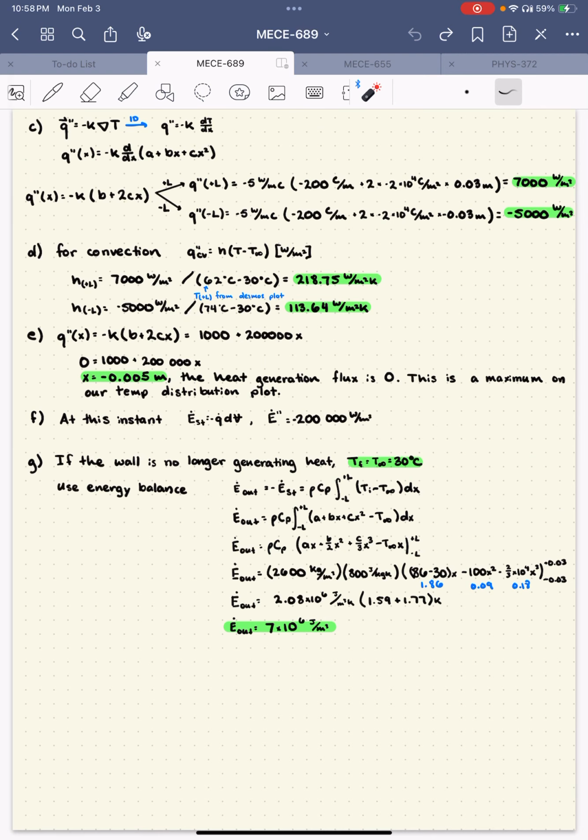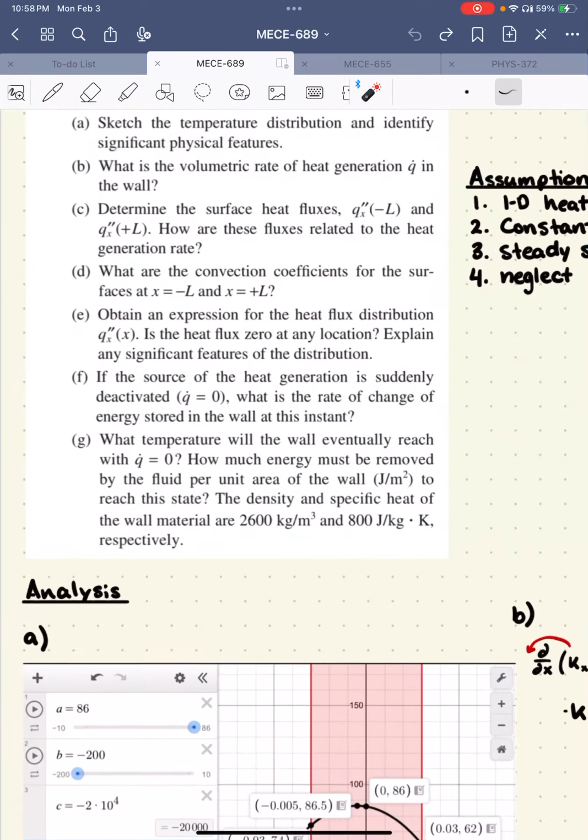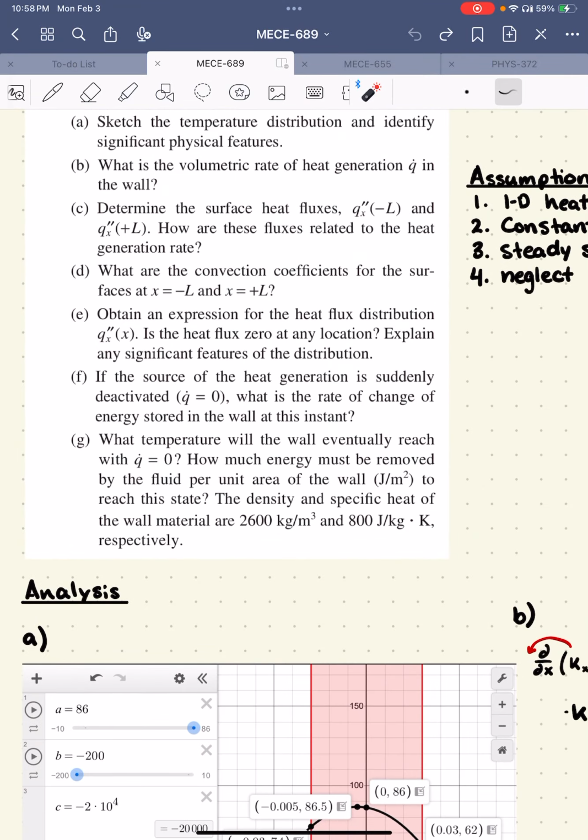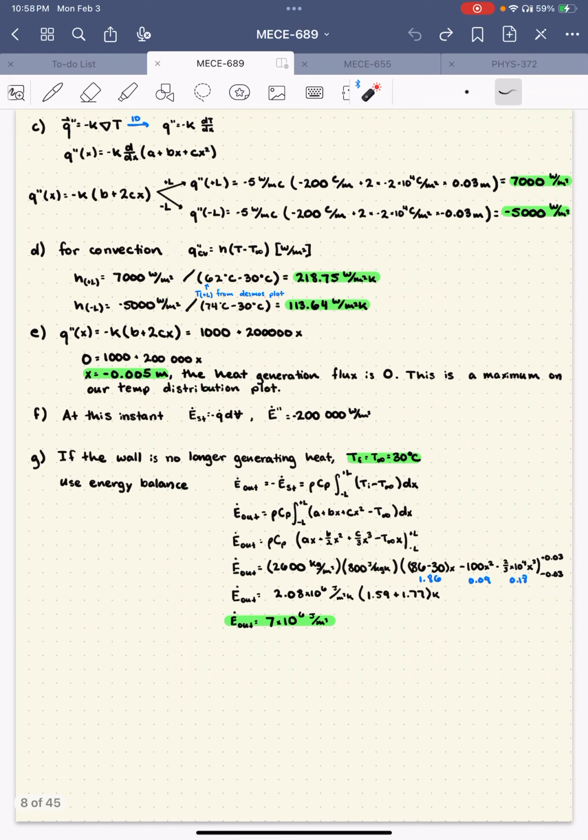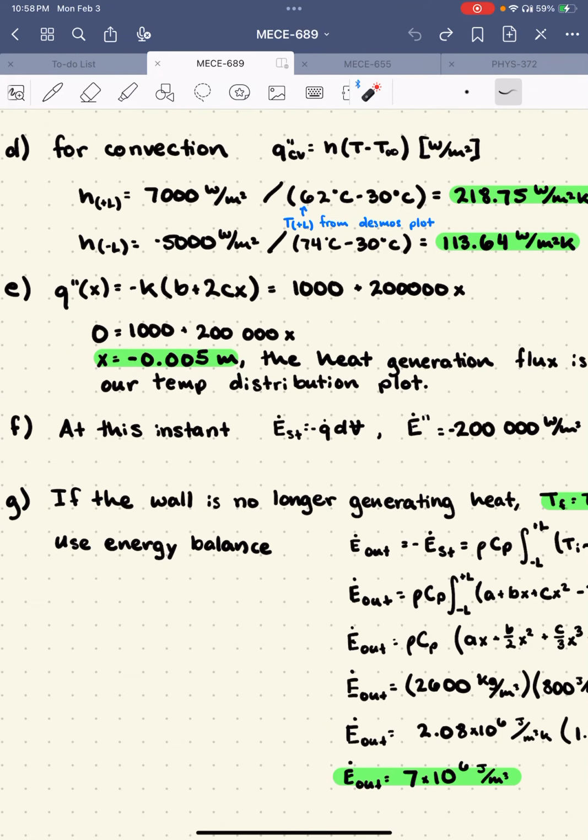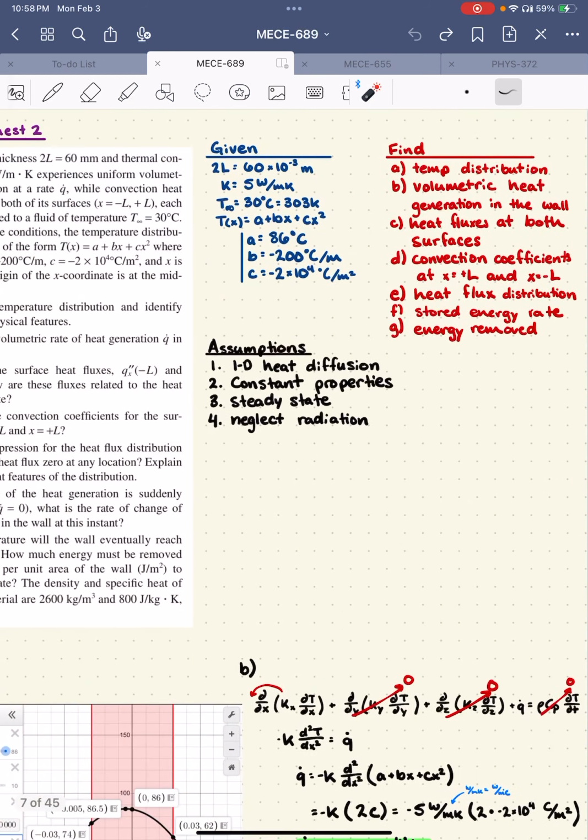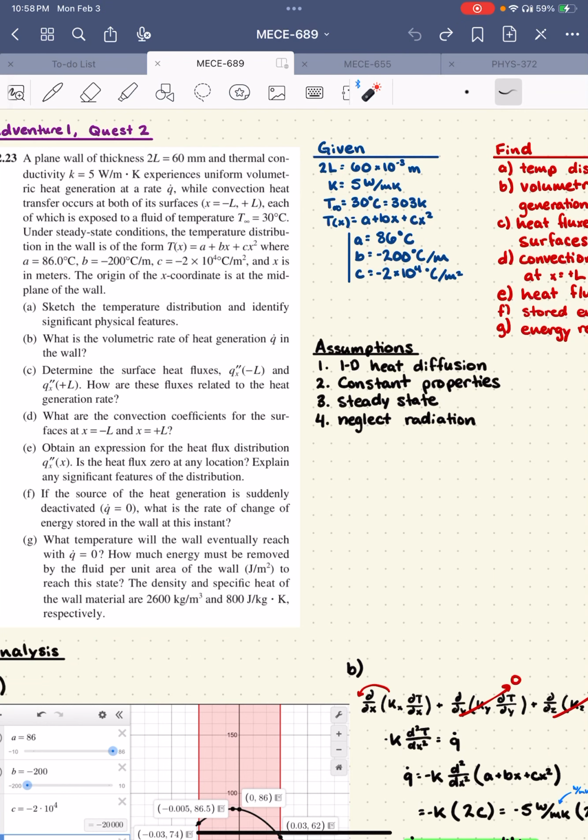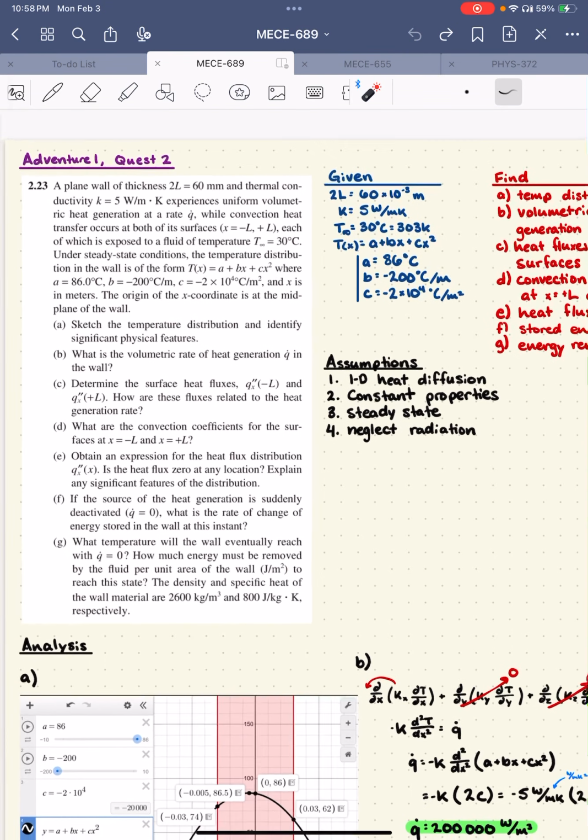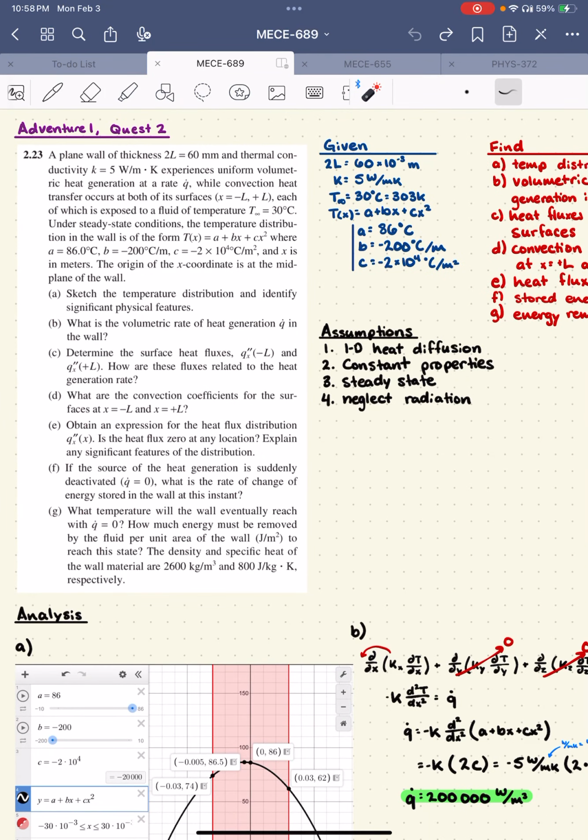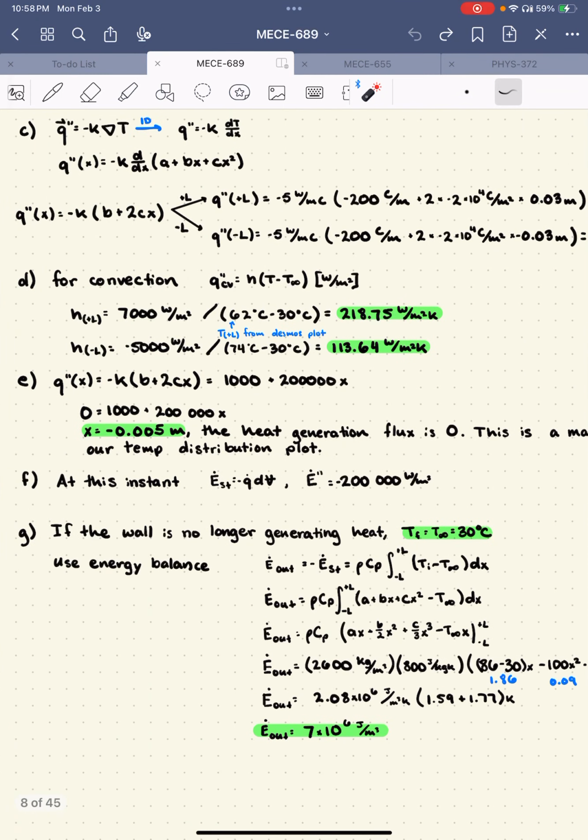Now we're going to turn off the heat generation. And at this point, we know that if we turn the heat generation off, all of the heat generation is going to be turned into stored energy. So at this instant, we get that E double dot ST is equal to negative 200,000 watts per meter cubed. When trying to determine how much energy must be removed, we're first going to look at what the temperature of the wall will reach at steady state.